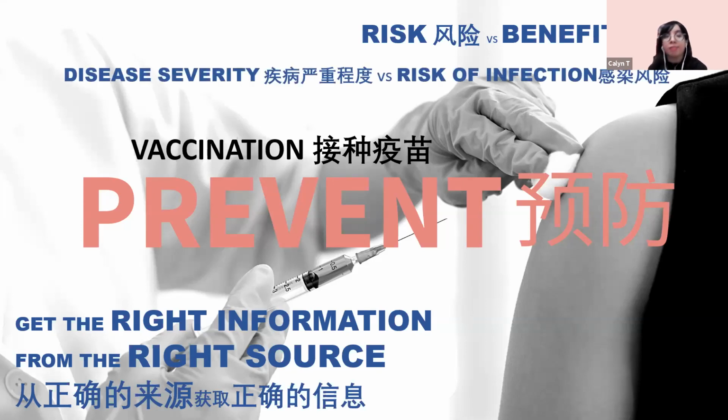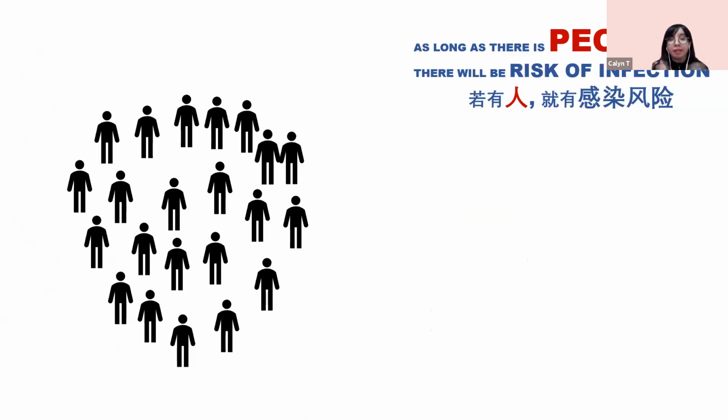So when I talk about vaccines, there are two concepts that are very important. One is disease severity and one is the risk of infection. I think for easier representation, I will show this in this slide.